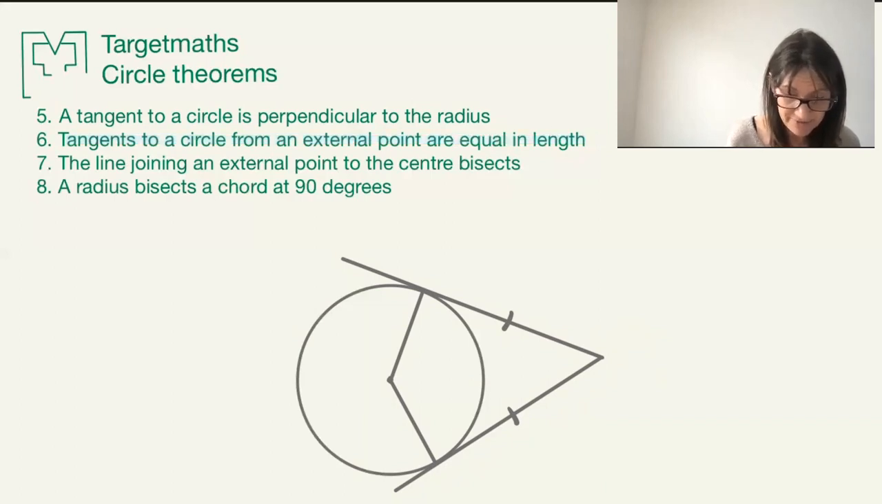Circle theorem number 7 is saying that the line joining an external point to the center. So here's my external point. I'm going to use the same one, joining a line to the center.